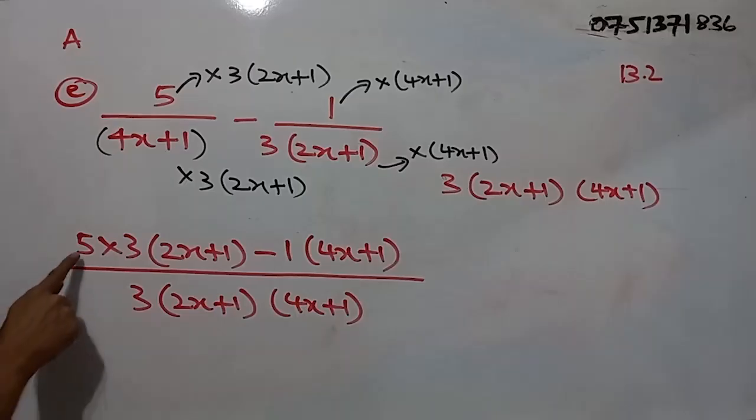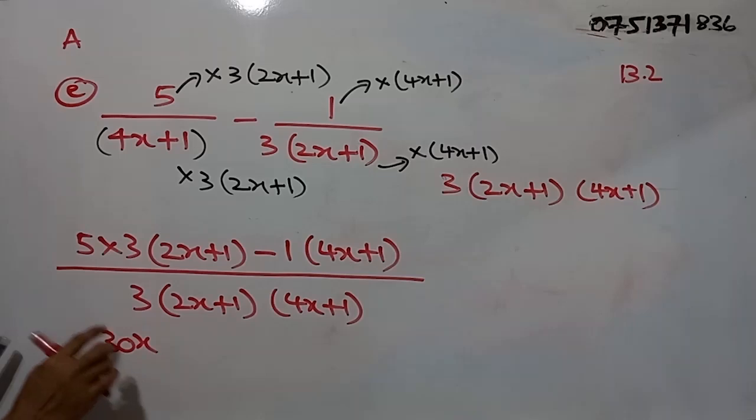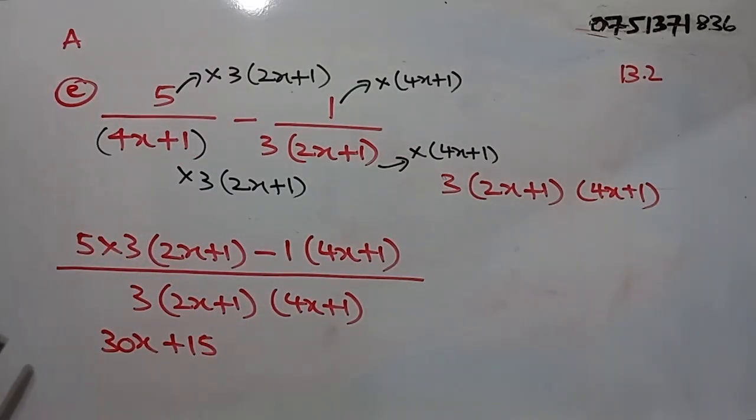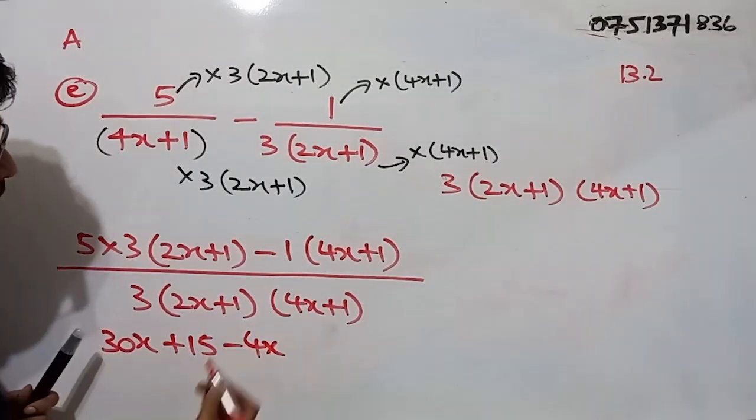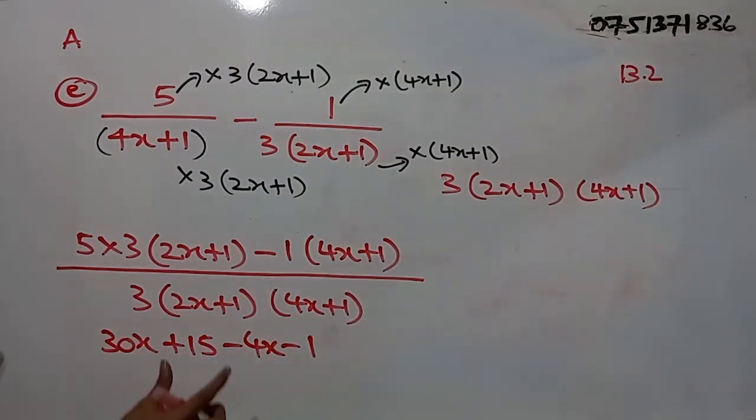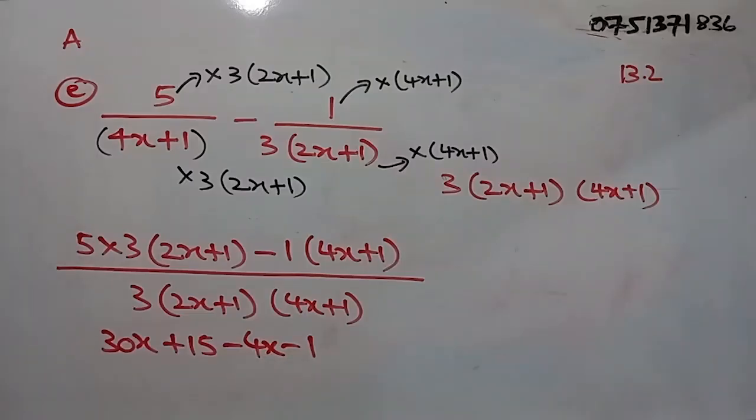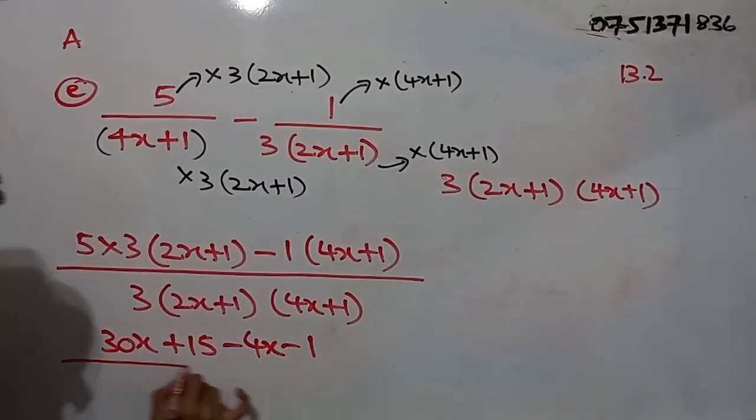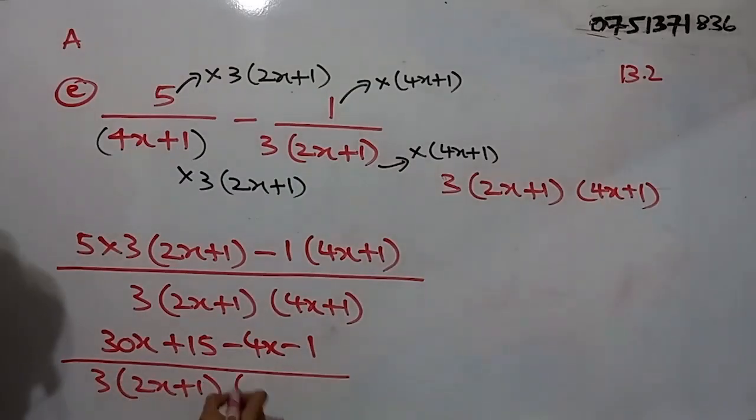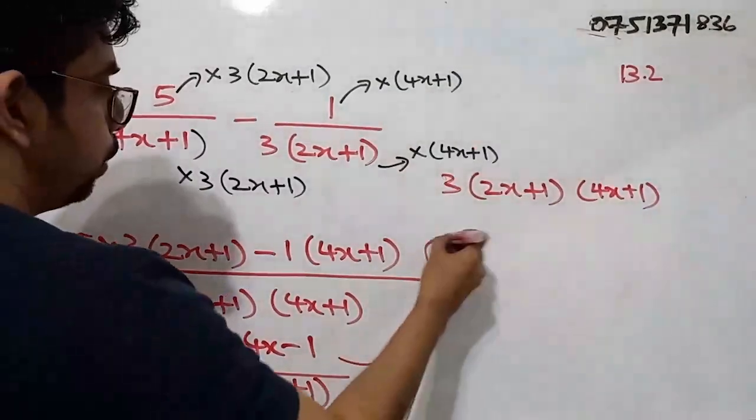Okay. So 5 into 3, that is 15. 15 into 2x, it will be 30x. Then again we have 15 into 1, which will be just 15. 1 into 4x, that is 4x, and it will be negative. 1 into 1, that will be 1, and also it will be negative. So we have minus 4x here and minus 1 here, right? Now the entire expression needs to be divided by what? 3 into 2x plus 1 into 4x plus 1. Right. So now I will continue from here.